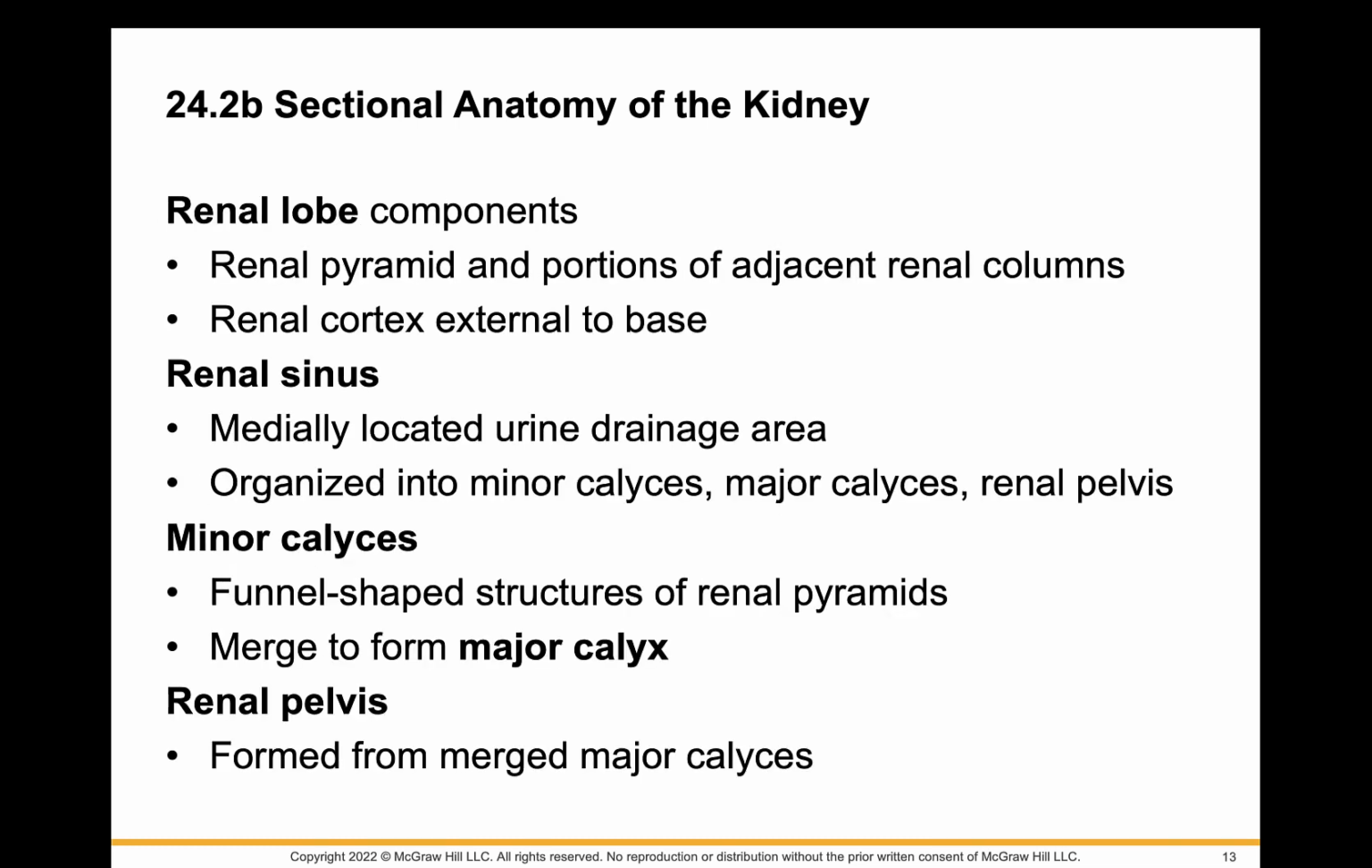We'll have a renal lobe. Renal lobe is a renal pyramid in the portion of adjacent renal columns, and they go from the renal cortex external all the way to the base. The renal sinus, these are a medially located urine drainage area, and they're organized into minor calyces, major calyces, and the renal pelvis. Minor calyces are funnel-shaped structures of the renal pyramids, and they merge to form major calyces. And the major calyces merge into the renal pelvis.